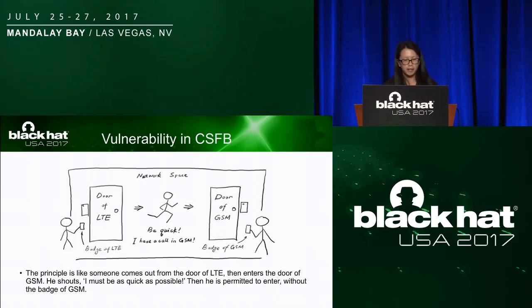So the whole principle is like the network has different doors. For example, the left door is the door of LTE, and the right door is the door for GSM. No matter which door a subscriber wants to enter, the door requires the subscriber to show the badge of this door. Once the badge passes the check, this subscriber enters the network space. And now there is one exception. One subscriber goes out from the door of LTE and goes to the door of GSM. He shouts, "Be quick, I have a call in GSM." And in this urgent case, the door of GSM does not check his badge. And now, okay, let my colleague Yuwei introduce how to exploit this vulnerability.